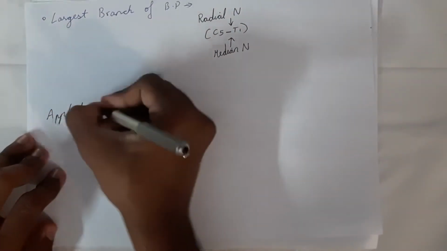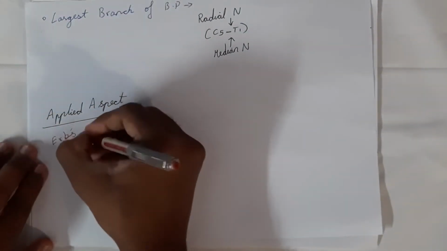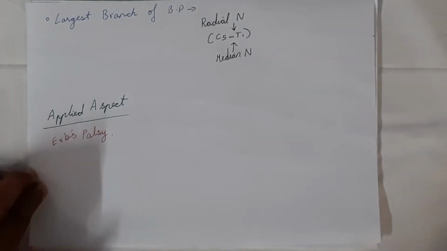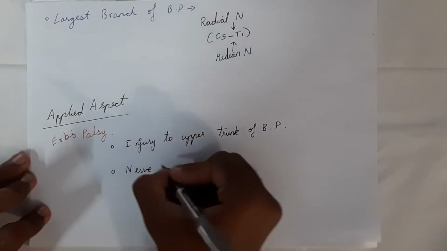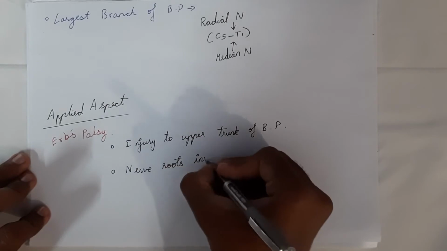And now we go to the last part, that is the applied aspect of the brachial plexus. The first one will be Erb's palsy. It is caused due to injury to the upper trunk of the brachial plexus. And the nerve roots involved in Erb's palsy are C5 and C6.